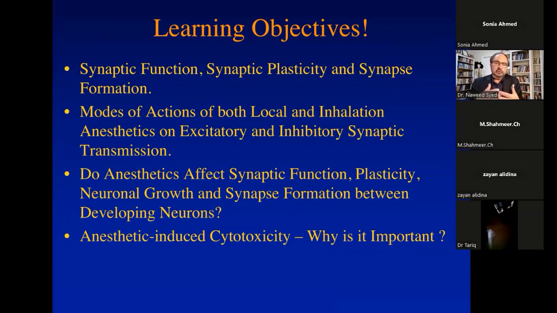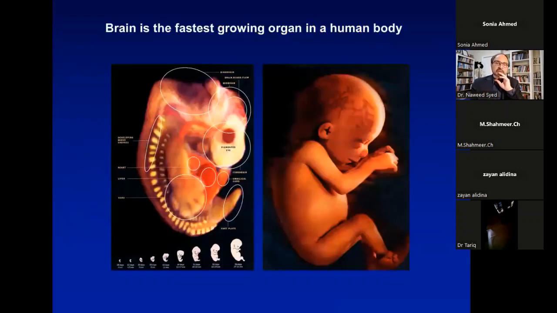And then we will look at anesthetic-induced cytotoxicity. Why is it important, and how one could mitigate those effects too? So as we know, the brain is the fastest growing organ in the human body. There are hundreds of millions of cells added every 10 to 15 minutes. And moreover, there are trillions of synaptic connections that are forming in a baby in utero.